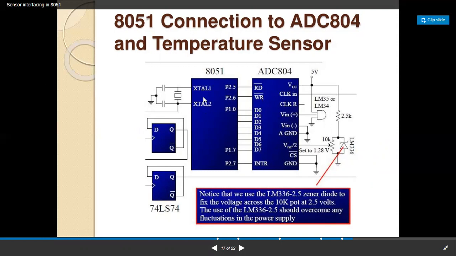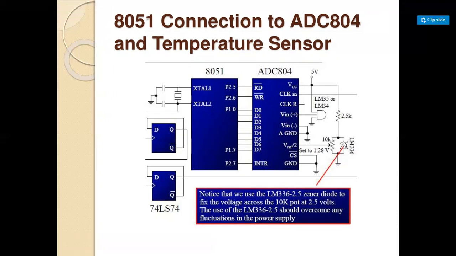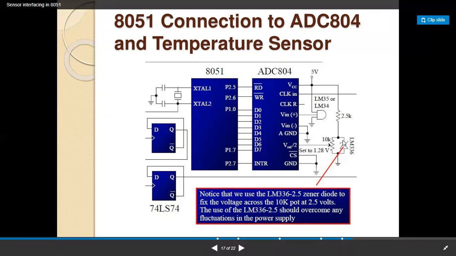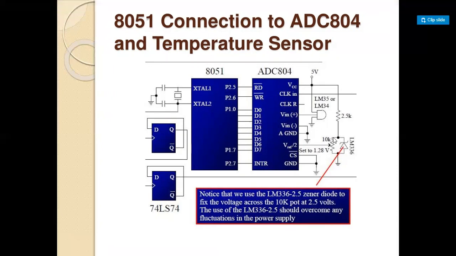This is my crystal oscillator. This is my D flip flop, and this is my LM35 and LM34 temperature sensor. कोई भी use कर सकते हैं आप. And this is my LM336 Zener diode to fix the voltage across the 10 kilo potentiometer at 2.5 volt. The use of this is to overcome any fluctuation in the power supply. तो इसलिए हमने इस Zener diode का use किया, because a Zener diode is known as a voltage regulator. It is also called a constant regulator. So this LM336, that is 2.5 volt, should overcome any fluctuation in the power supply.